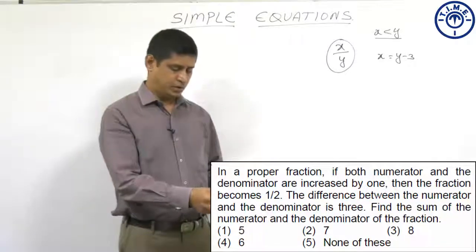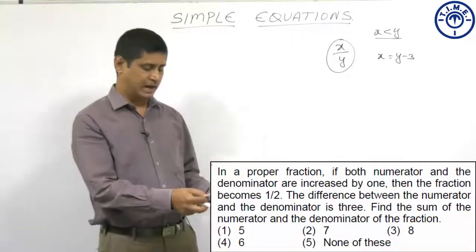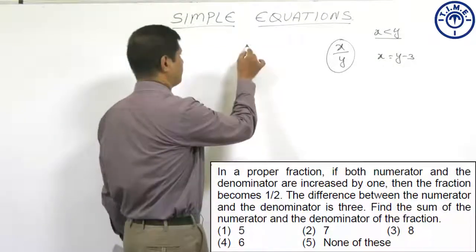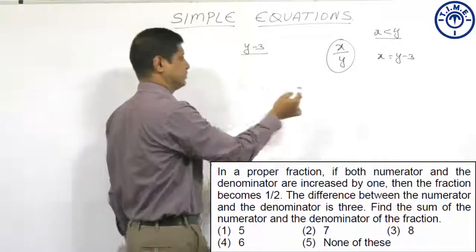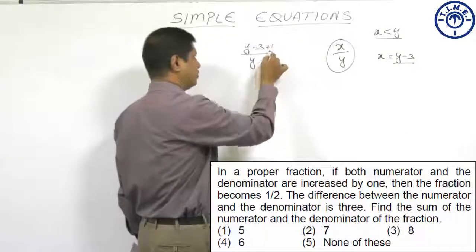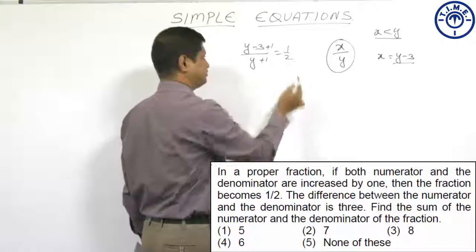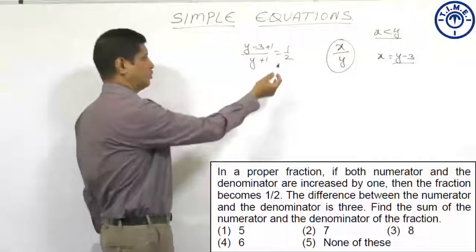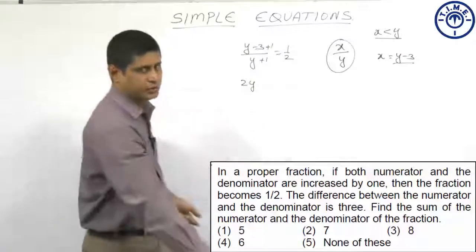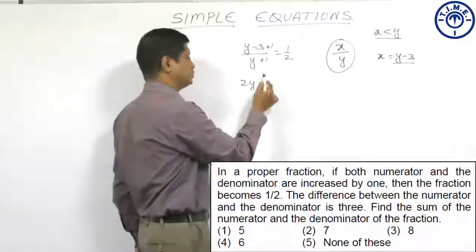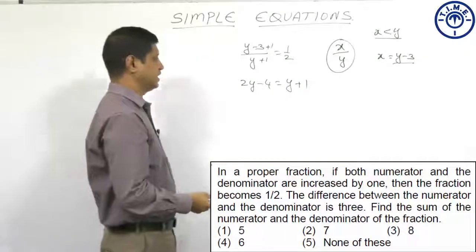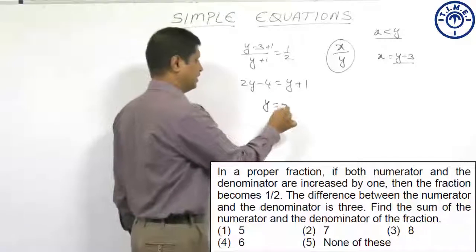Now, what is the second point? Both the numerator and denominator increased by 1 becomes 1 by 2. Now, the numerator value is y minus 3, the denominator is y. Now, these values increased by 1, the result is 1 by 2. Solving this, 2 into y minus 3 plus 1, sum of these two values is minus 2. Minus 2 into 2 is minus 4, is equal to y plus 1. Take variables on one side, numbers on the other side, the value of y is 5.